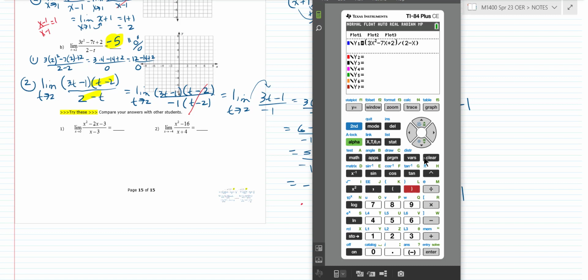Then go ahead and just zoom 6, and we'll check it on here. So again, you got a line. And we're approaching 2. We're doing the limit as x approaches 2. So if I was to trace a number real close to 2, like 1.99, you can see the graph is closing in. The y value is closing in on the function value negative 5.